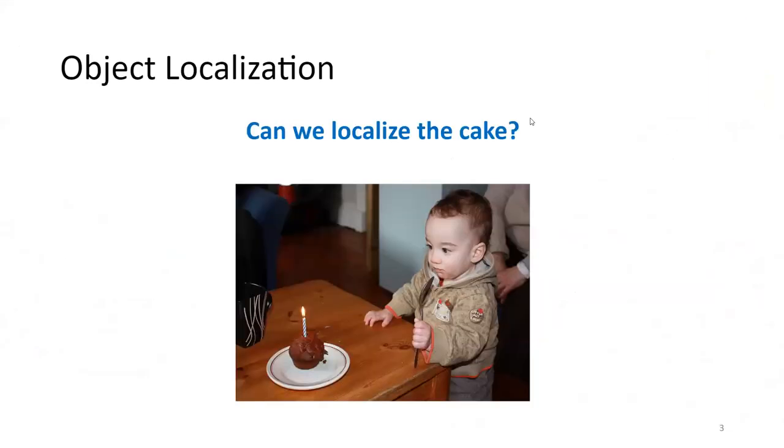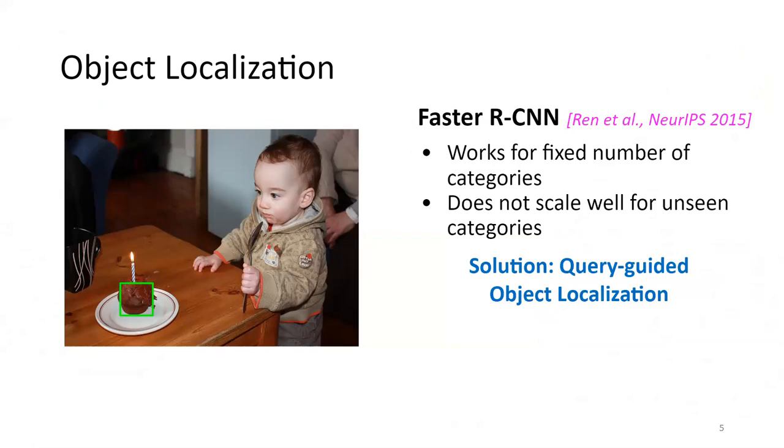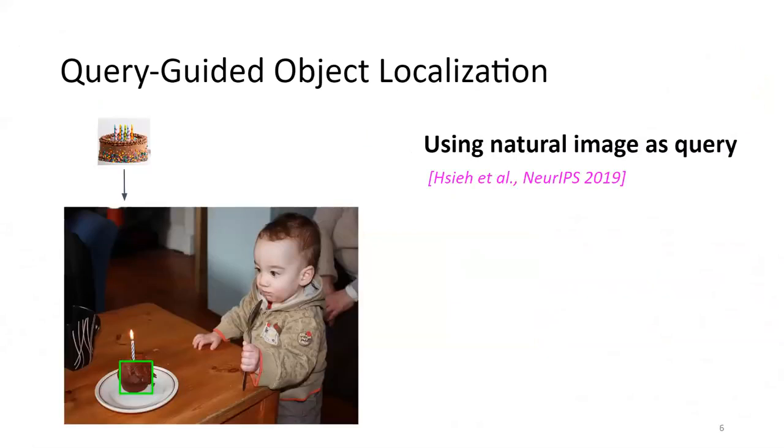Given this natural image, can we localize the cake in the image? We can use a Faster RCNN, however, it works for a fixed number of categories and it does not scale well for unseen categories. For example, you may have a case in which the cake category was not seen in the training. The solution to the problem is to use query guided object localization.